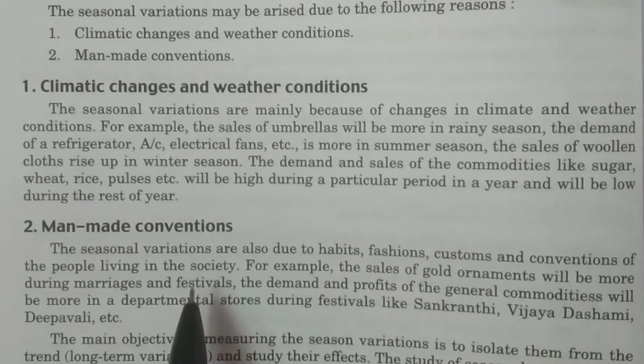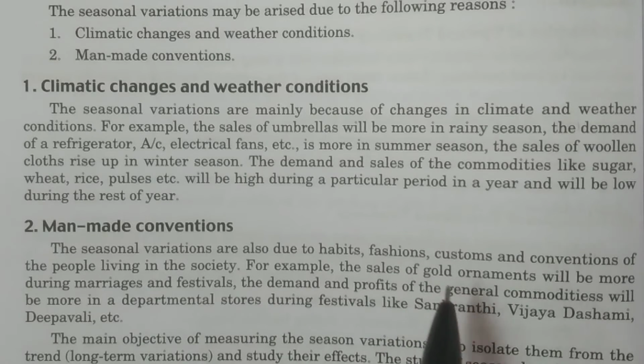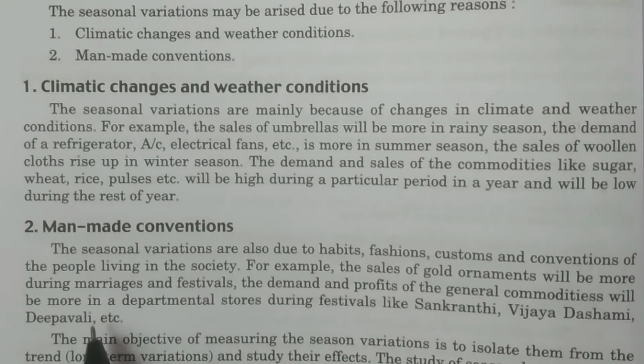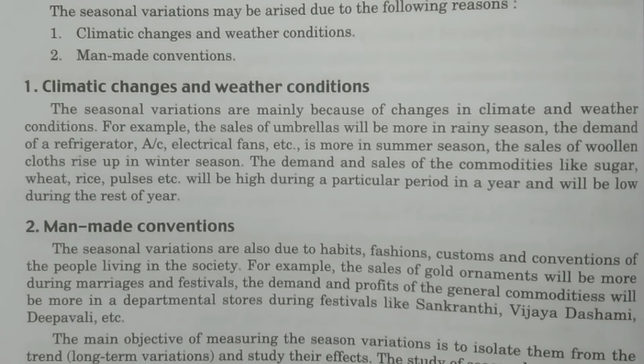Next one, man-made conventions. The seasonal variations are also due to the habits, fashions, customs, and conventions of the people living in the society. For example, sales of gold ornaments will be more during marriages and festivals. The demand and profits of general commodities will be more in departmental stores during some festivals like Sankranti, Vijayadashami, Deepavali, etc.